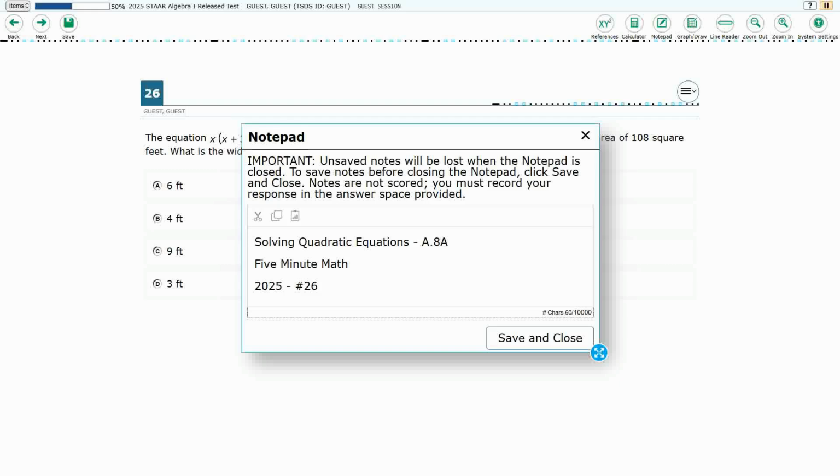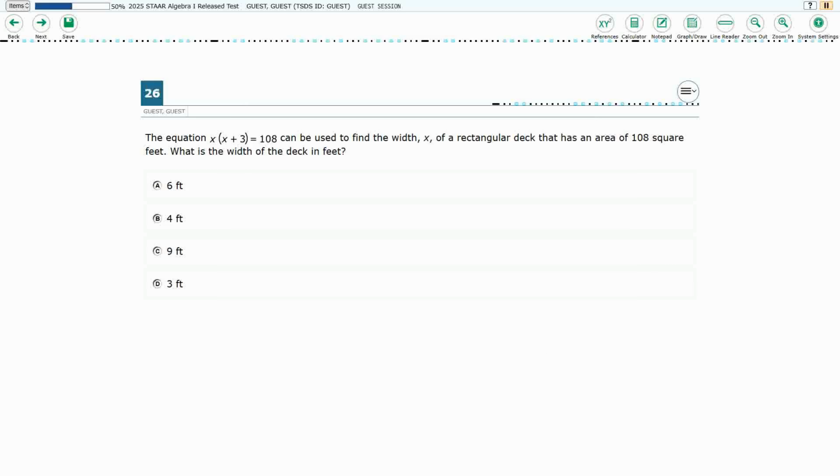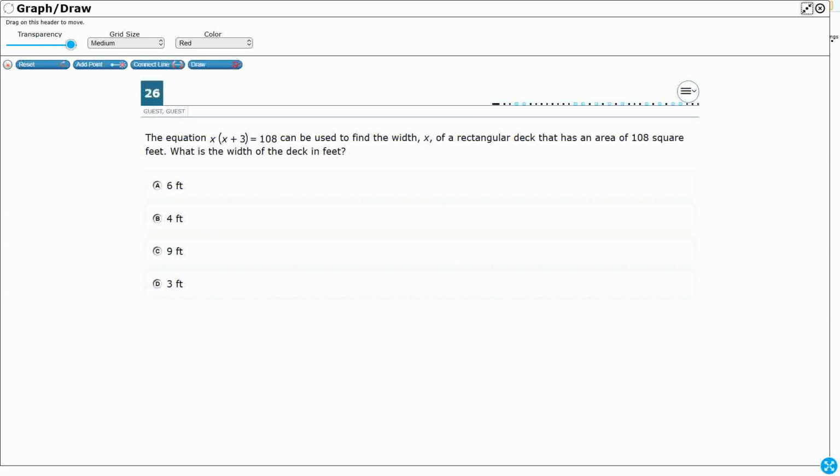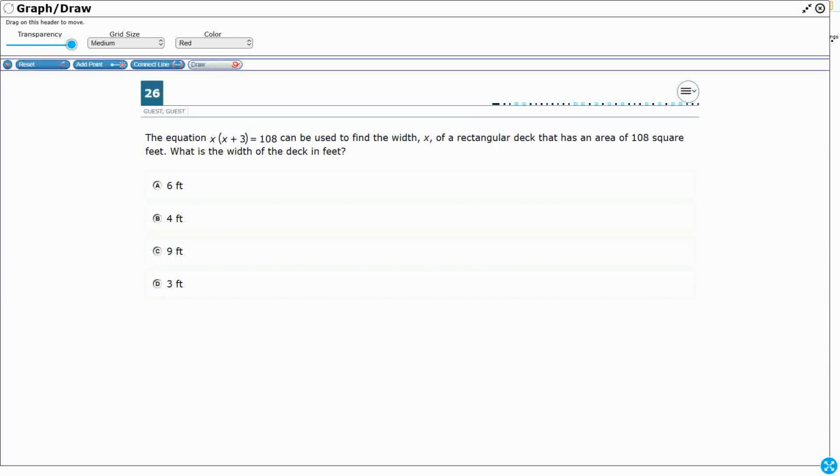Today we are looking at the Algebra 1 concept of solving quadratic equations. This is standard A.8A in the great state of Texas, and we are using item number 26 of the 2025 released STAAR test. If you haven't done so already, please go ahead and take a moment to pause the video, work this problem out on your own, unpause it, and we will look at our answers together.